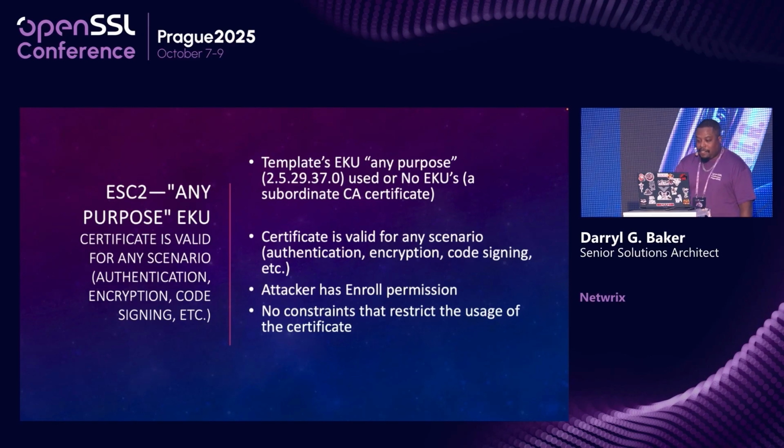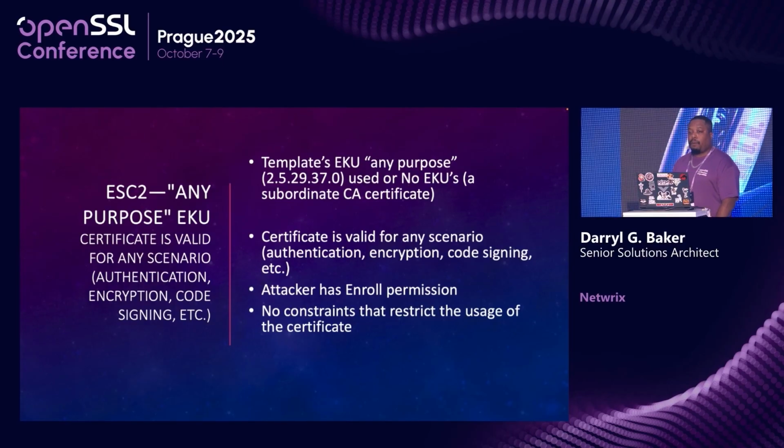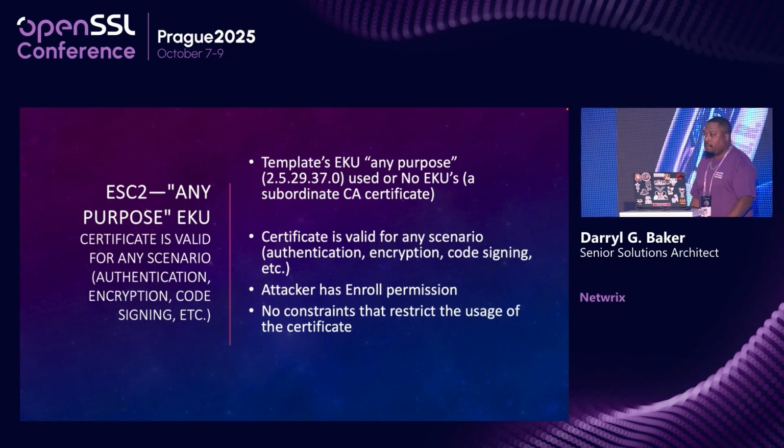All right, moving on to ESC2. This was actually something that was extended from ESC1. So in this particular situation, it's not that the template allows you to put any SAN that you want in place. It's that the EKU is set for any purpose. So it might be a certificate for a low-level user. It might be a certificate for whatever. But that certificate can be used for anything that you want as long as in that CSR, you specify the EKU that you want to use.